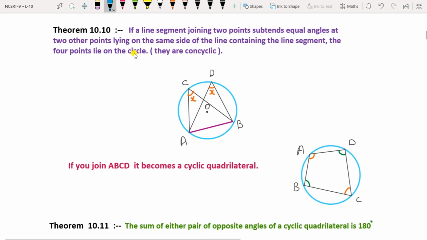Theorem 10.10: if a line segment joining 2 points subtends equal angles at the other two points lying on the same side of the line containing the line segment, the 4 points lie on a circle; they are concyclic. So this is the line segment, and if the other 2 points lie on the same side of this line segment, then these 2 points also lie on the circle. If we join all the points, those points are called concyclic points. After joining, we get a quadrilateral, and that quadrilateral is called a cyclic quadrilateral. So these are the concyclic points, and this is a cyclic quadrilateral.